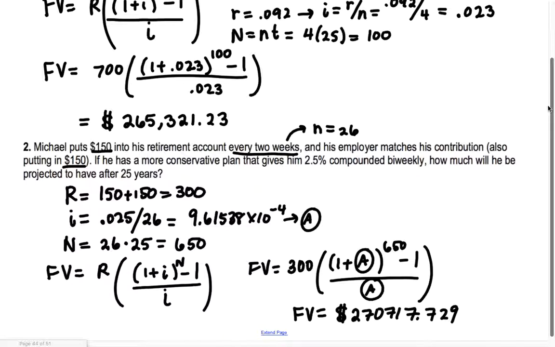Lots of sevens, geez. So does he have enough? No. It's 270,000, still not enough, right? All right, is that what you guys got? Yes, okay.